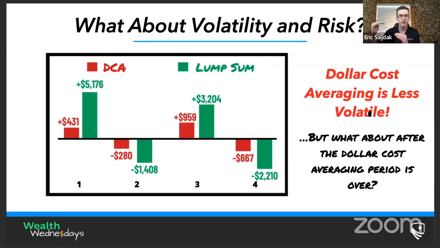And again, we want volatility to the upside. Ideally, we expect our investments to grow over the long term. So we expect lump summing to win over the long term as well, because we expect that growth. Again, historically, we've seen that.